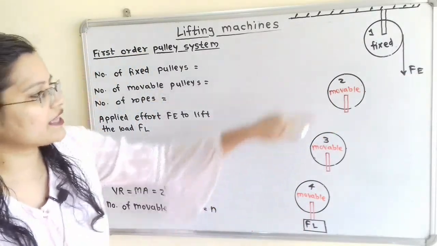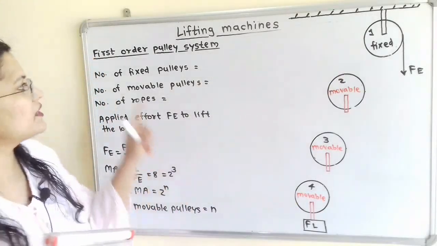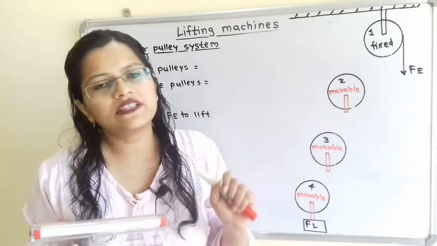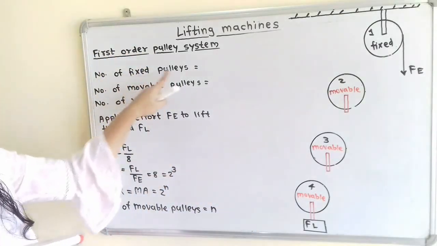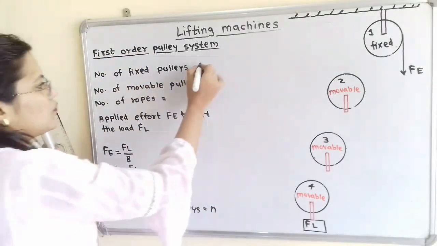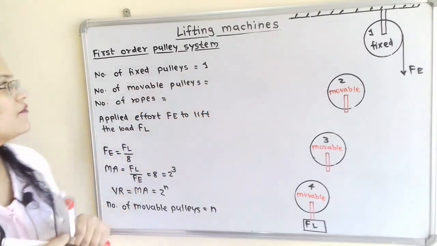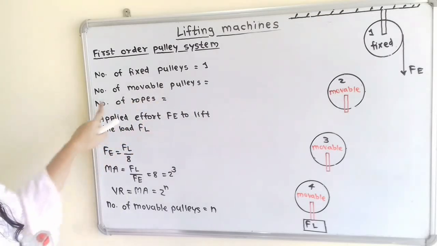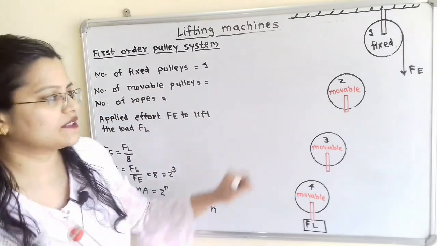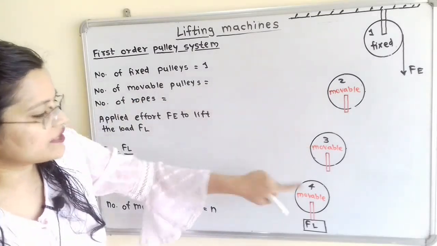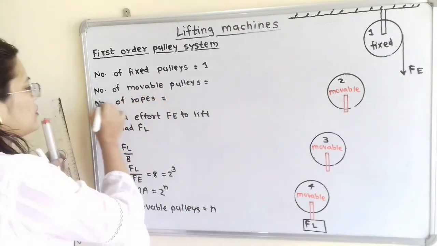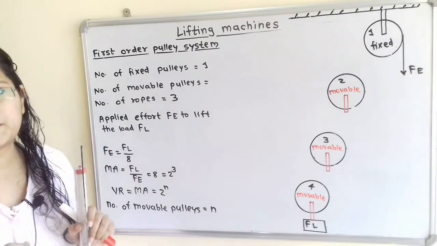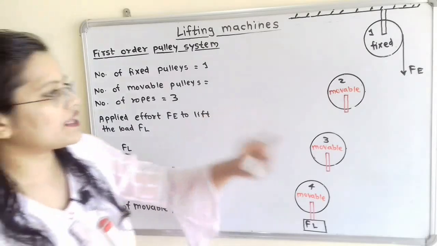Now how to arrange all these pulleys with first order pulley system. Now in this diagram, number of fixed pulleys is equal to 1. And when we use the first order pulley system, then number of movable pulleys is equal to number of ropes. Now here 1, 2, 3, 3 number of movable pulleys. That means we have to use 3 number of ropes. Now how to arrange this?